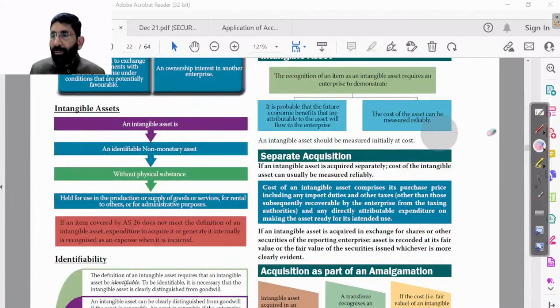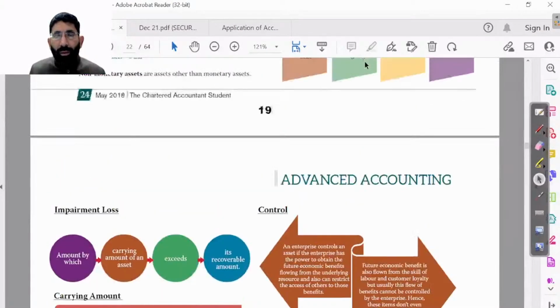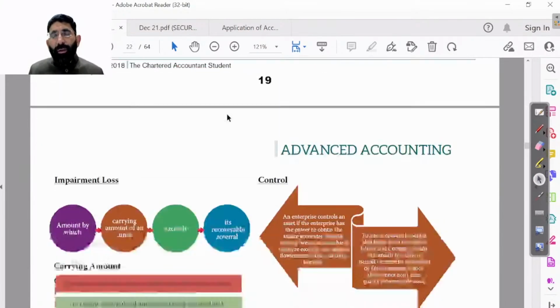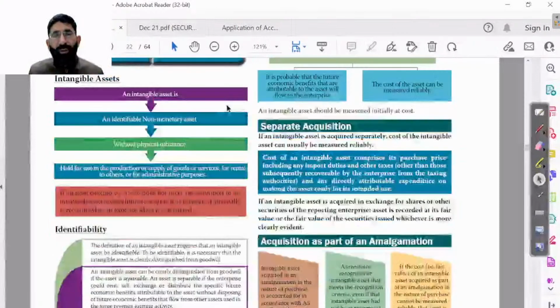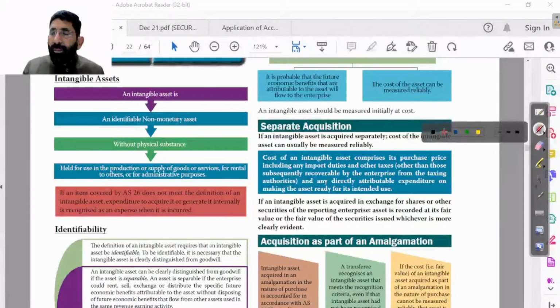You may see here. Monetary assets are money held and assets to be received in fixed or determinable amount of money. Where determinable amount of money is confirmed, fixed amount is confirmed. But where the amount is not fixed or determinable, we are unable to determine how much amount will be received on it. So that is called non-monetary asset. So it should be identifiable, it should be non-monetary, it should be without physical substance. And it should be held for use in the production or supply of goods or services, for rental to others. So that is a separate point.